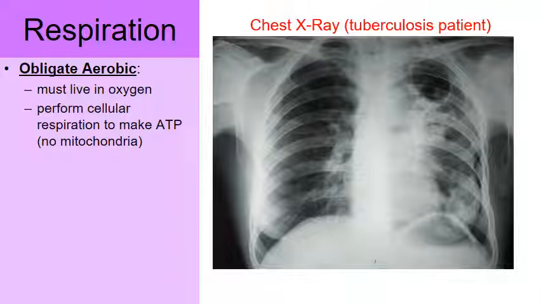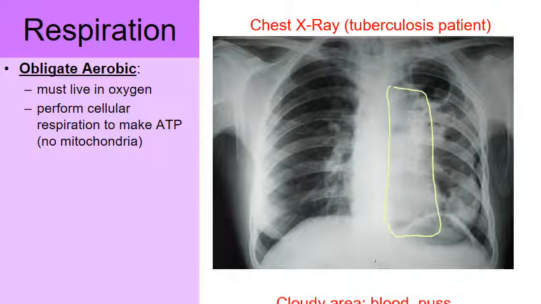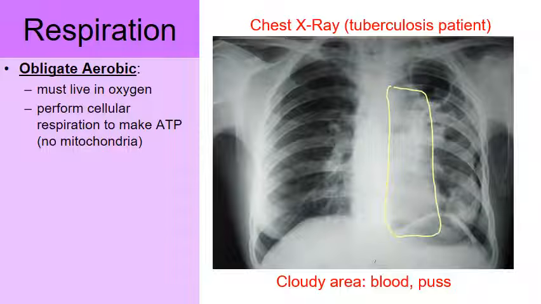But in this picture, here's a chest x-ray of a tuberculosis patient. See this cloudy area right here? How come it's cloudy? Well, it's cloudy because it's filled with blood and pus, and they're constantly coughing this up, and it's a sign that the person's quite ill because of the bacterial infection living inside their lungs, the bacteria that causes the disease tuberculosis.